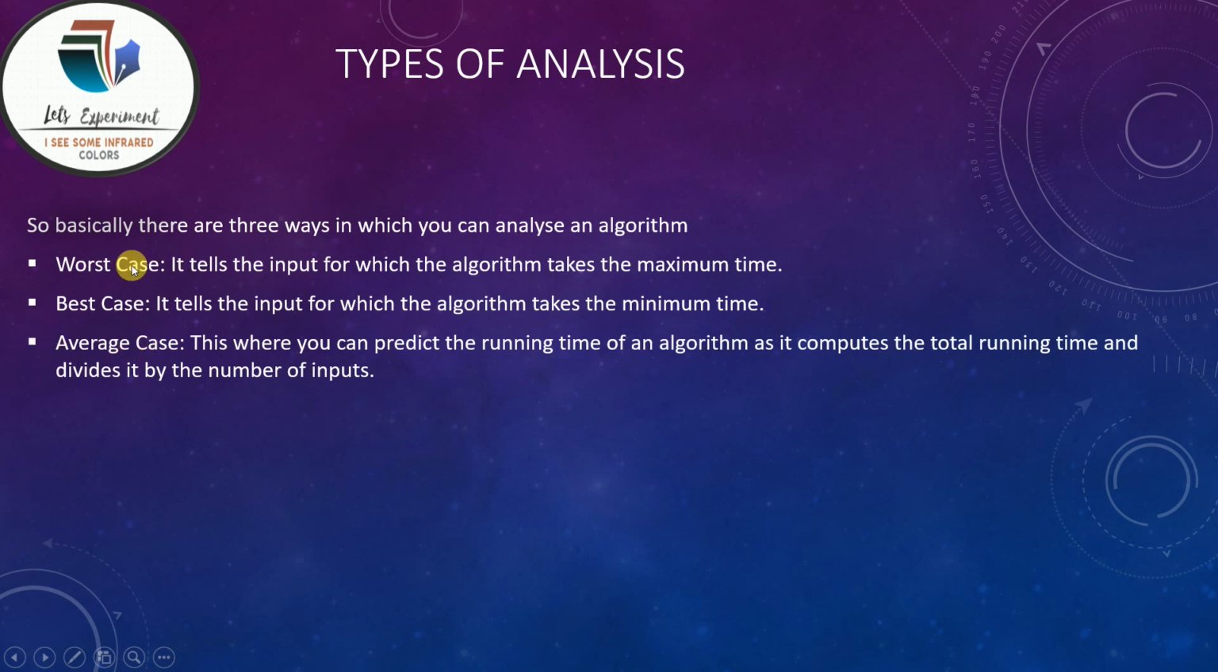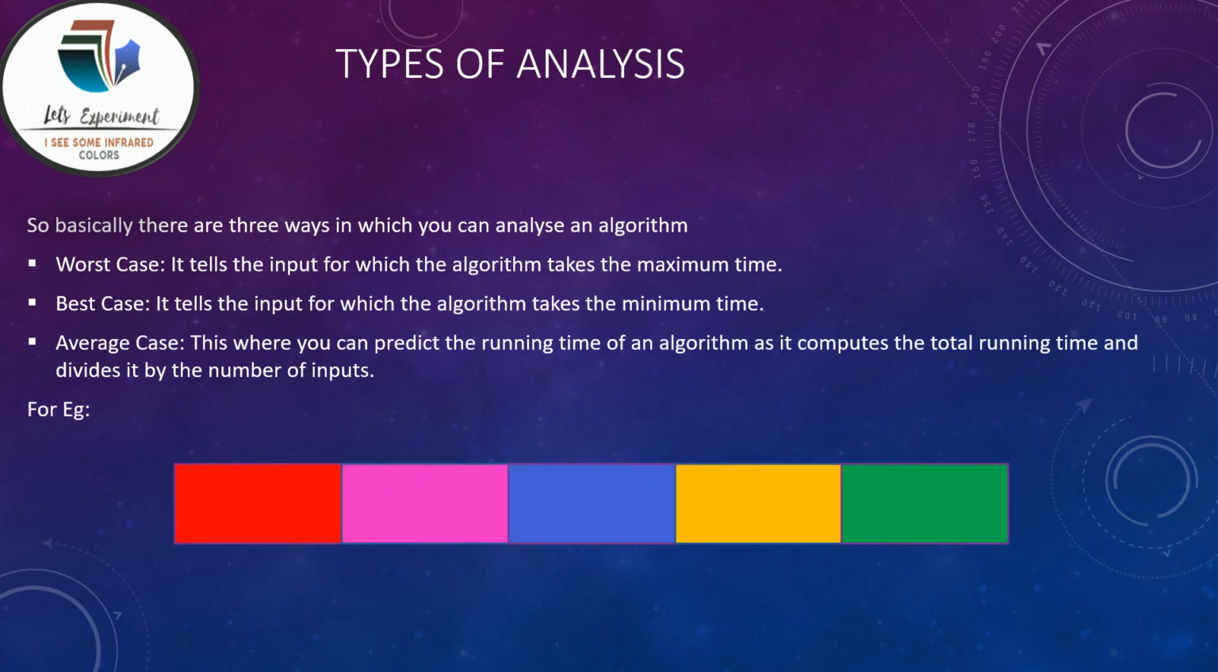If I talk about the worst case scenario, this means what size of a particular problem takes the maximum time, what input size. I'll be explaining this with an example. First of all, understand the definitions. Best case is what input will take the least time for an algorithm. And average case is very simple. You need to add the time taken by each input divided by the total number of inputs, like the name suggests.